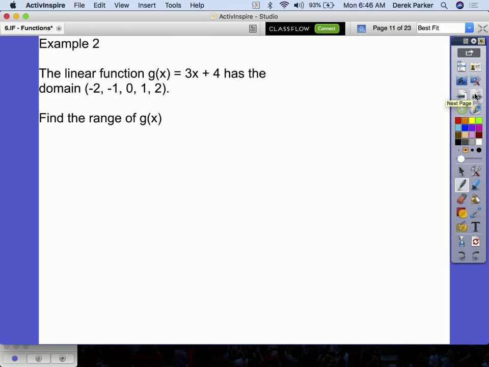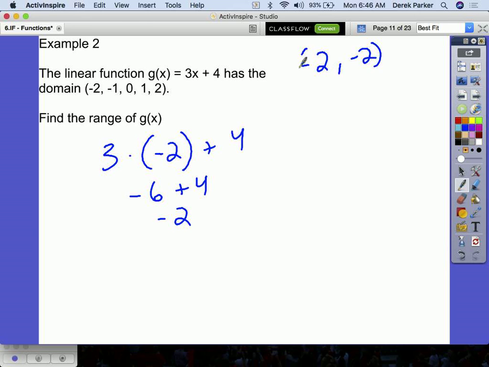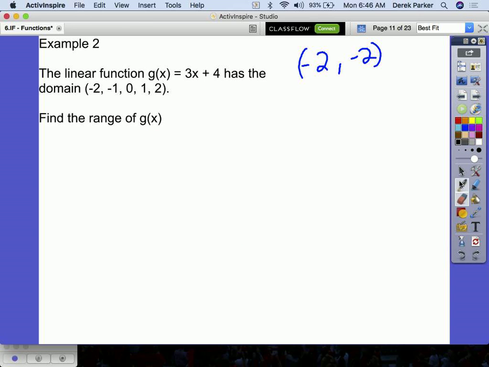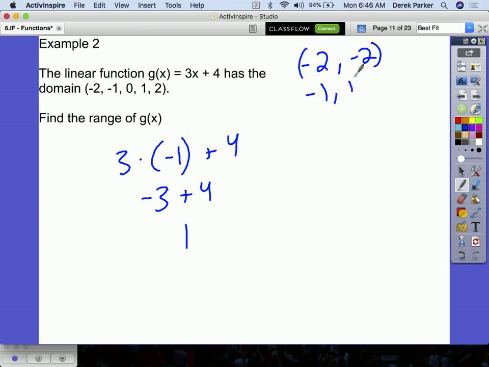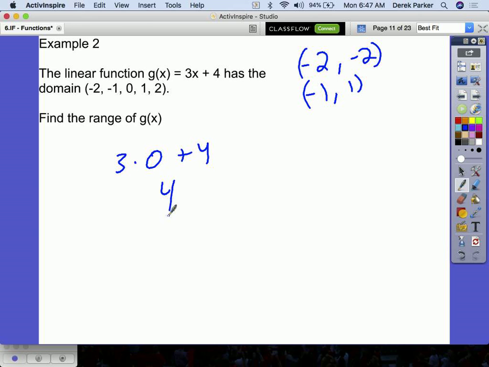The linear function g of x equals 3x plus 4 has the domain -2, -1, 0, 1, and 2. Find the range. Now, quick review. Domain: inputs, your x value. Range: output, y values. So in this case, I would solve for each of these. For example, 3 times -2 plus 4, and I get -6 plus 4, and I get -2. Three times -1 plus 4, -3 plus 4, and I get 1. Three times 0 plus 4, I'm going to get 4. And I would keep going on and on.